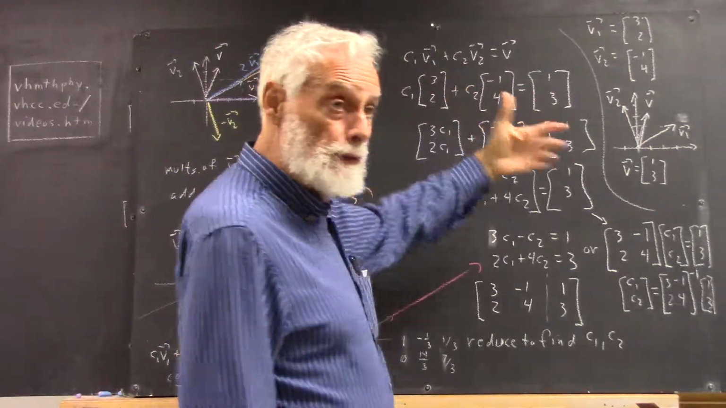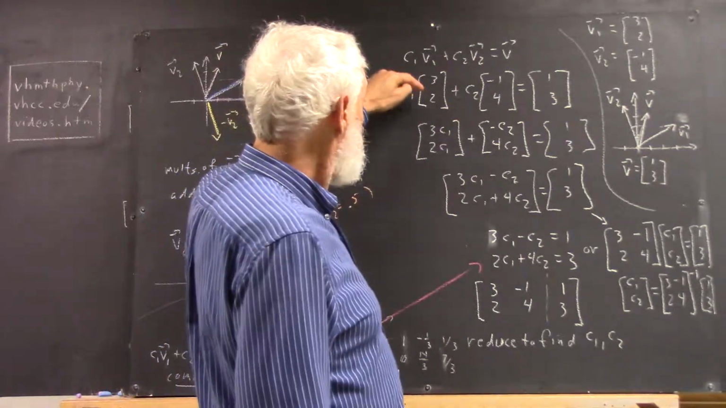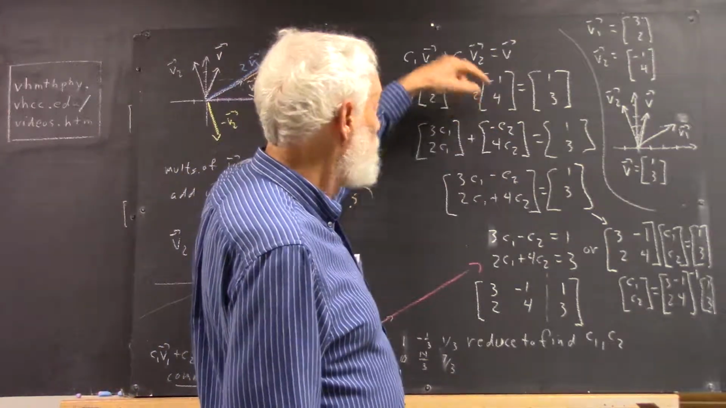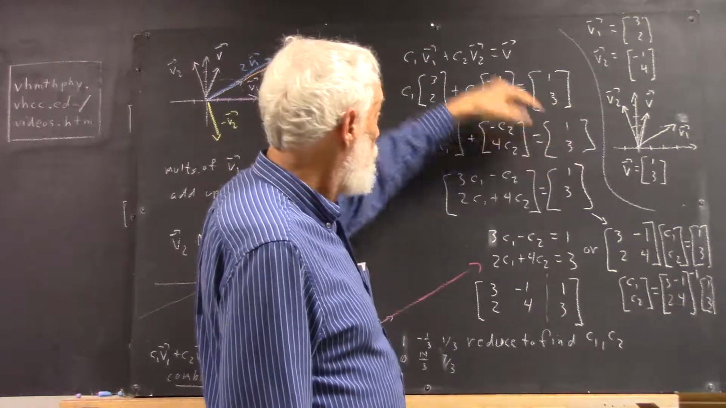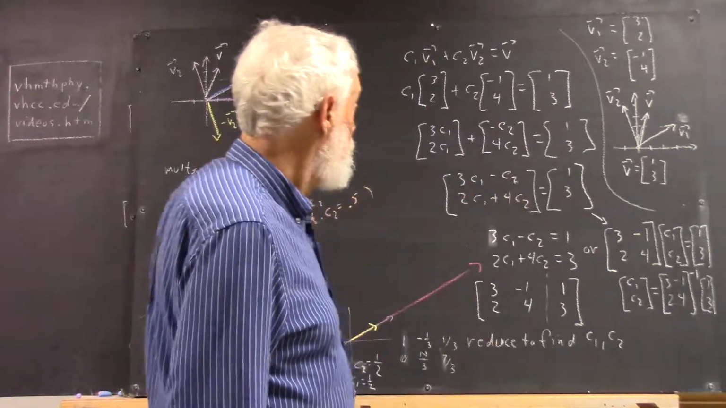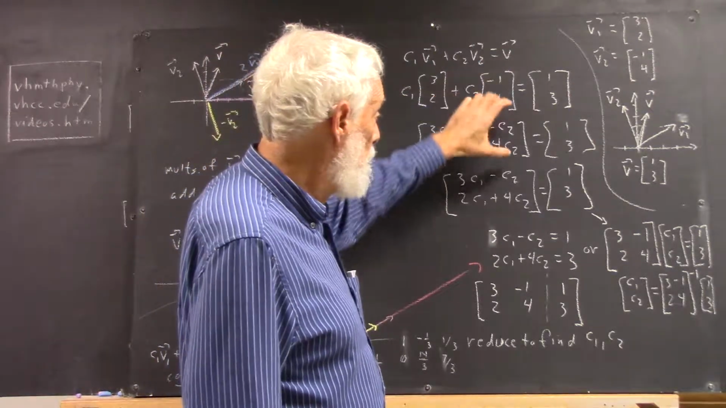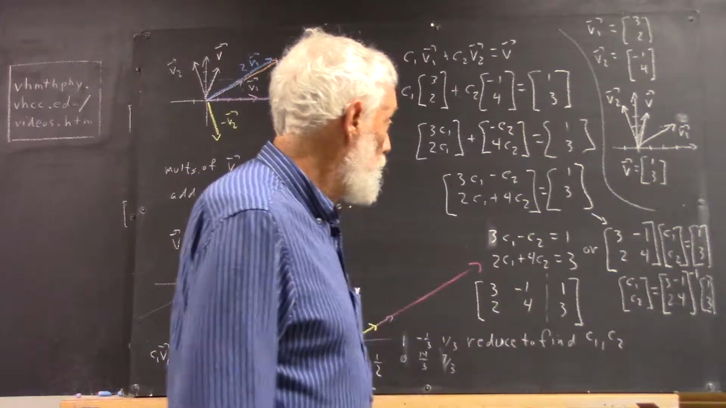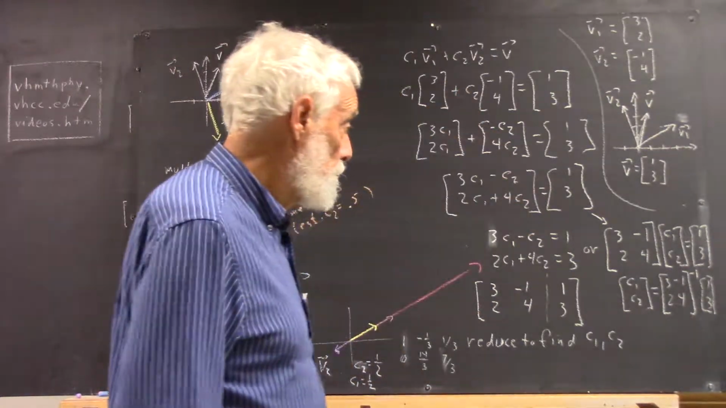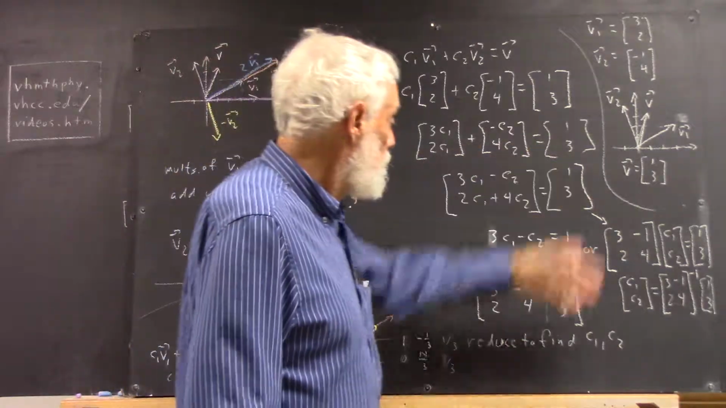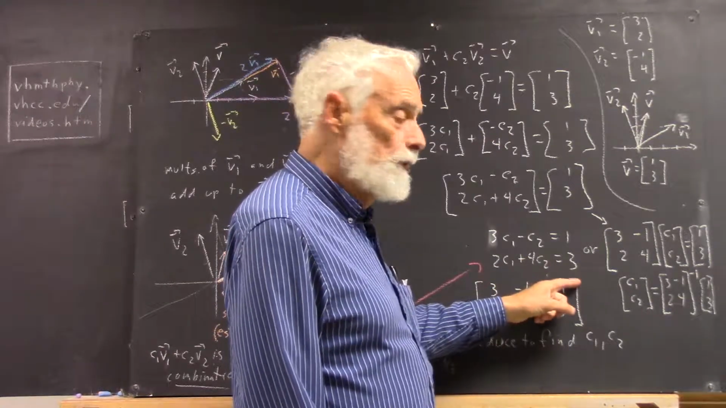Now we're going to solve and see what c1 and c2 would really need to be for the two vectors we're given. So we substitute (3, 2) for v1, (-1, 4) for v2, and (1, 3) for v, and we get this equation. We multiply c1 times this vector, c2 by this vector, and add these two, and we get what you see here. I'm not going to read it to you, it's obvious. This translates into the equations 3c1 minus c2 equals 1, and 2c1 plus 4c2 equals 3.